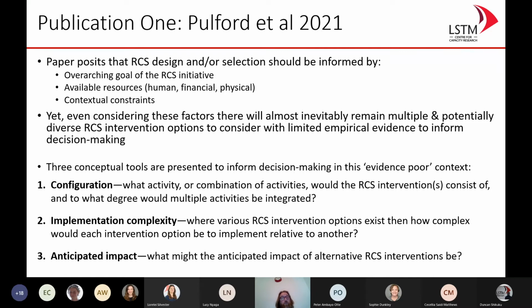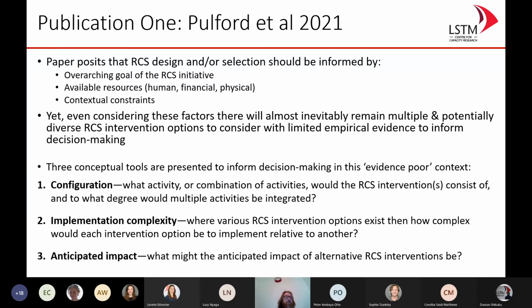We may not be able to do all of these things, so what should we do? And a problem we have at the moment is that there's very little empirical evidence to inform that decision making. What RCS intervention works best for what purpose and what context? The short answer is we just don't know. So how do we manage to make these decisions when we don't have the evidence available to inform us? So this paper presents 3 conceptual tools to help with decision making in that context.